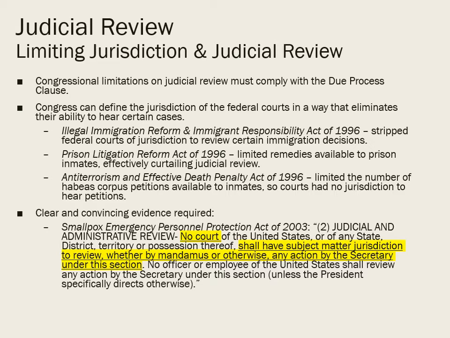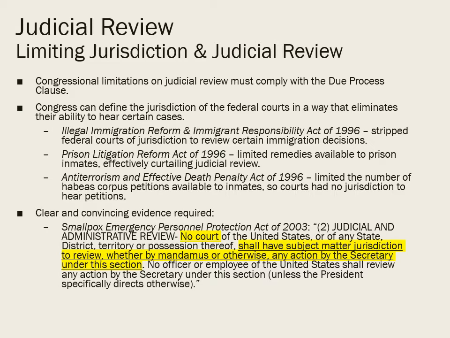So, for example, and we've got this on the screen, when Congress passed the Smallpox Emergency Personnel Protection Act, it very clearly said that no court could have subject matter jurisdiction to review any action by the Secretary of Health and Human Services and/or his or her designees. So if the Secretary makes a call to protect government personnel from smallpox and you disagree with the action taken, that's too bad, because Congress has provided clear and convincing evidence that it does not want you to be able to challenge the Secretary's actions.